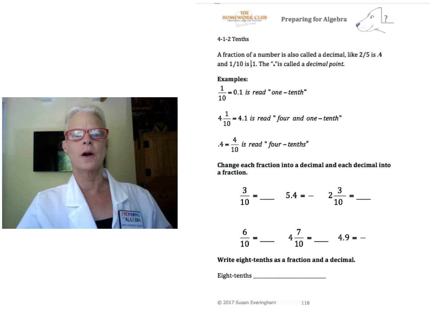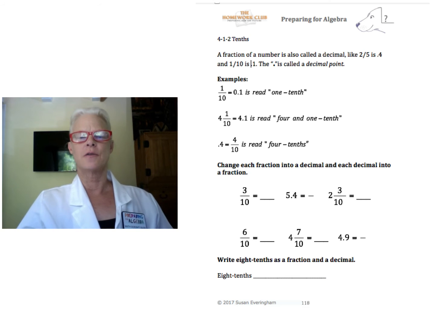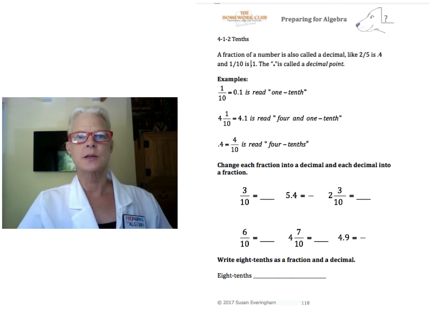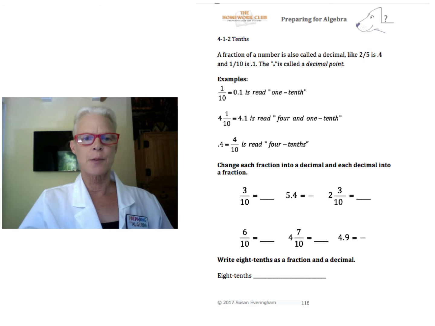Page 118, chapter 4. Now, a fraction of a number is also called a decimal, like 2/5 is 0.4 or 40%. Also percent, and 1/10 is 0.1. The point is called the decimal point. And examples here are 1/10, 0.1 is read one tenth. 4 and 1/10 is 4.1 or 4 and 1/10. And 0.4 or 4 out of 10, or in our other example 2/5 reduced, is read 4/10.